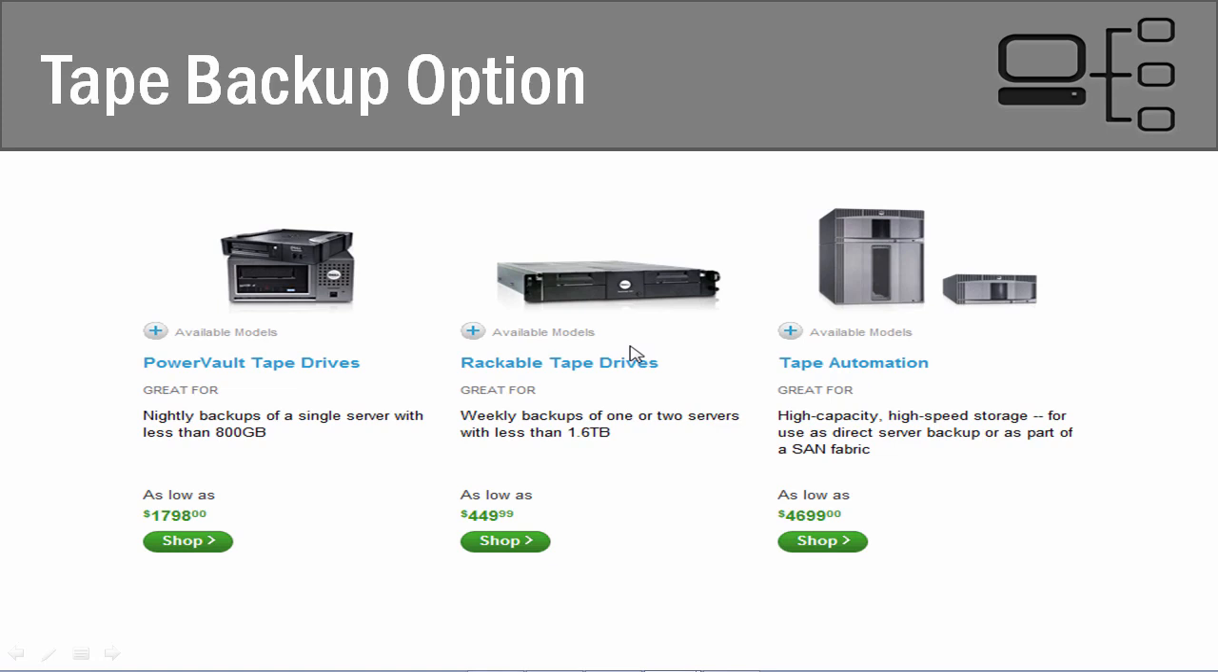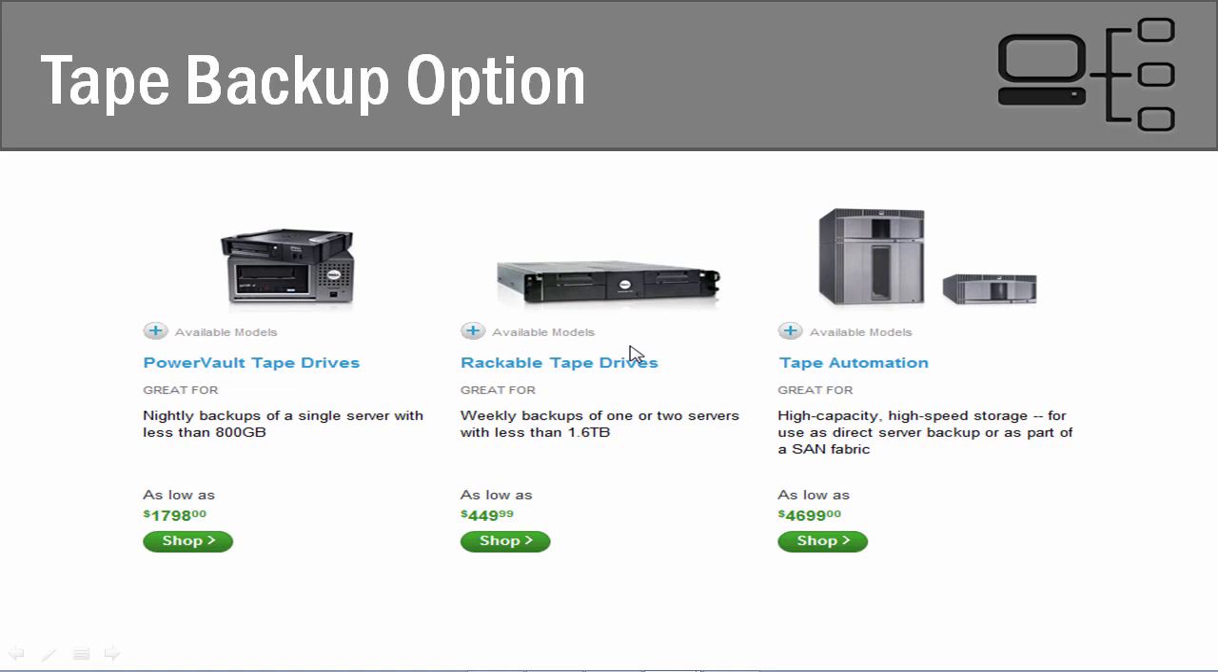So we need to also think about our backup needs, and if we're going to be doing an online solution that's cloud-based, or if we're going to be doing something that's in-house. And the question is, can we do tape backups? Or are we going to do a file backup that's going to be on a disk? Or are we going to replicate our data from one server to the other? So if you are going to be doing tape backups, you need to take a look at that.